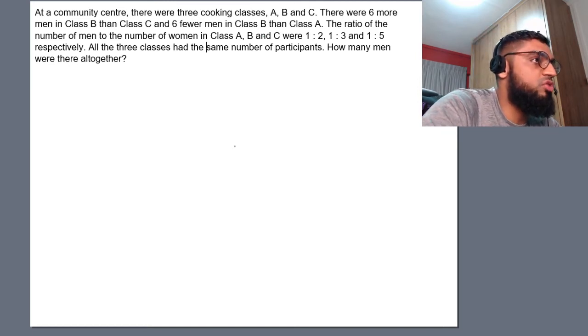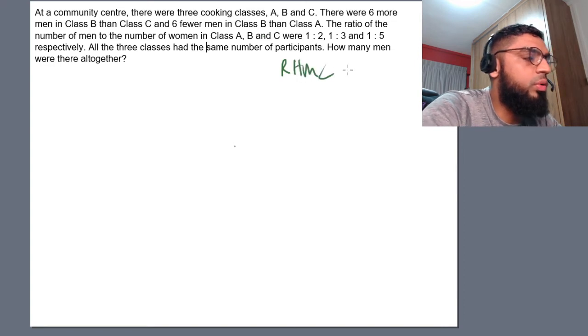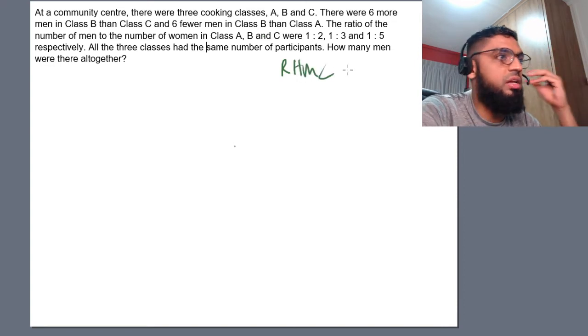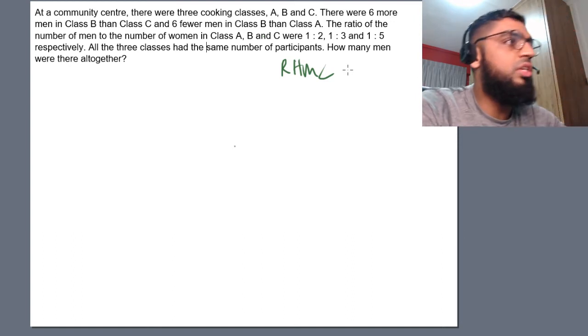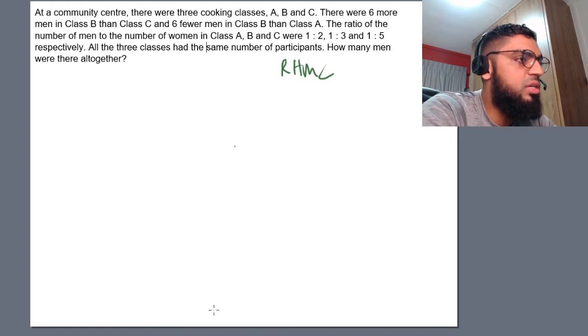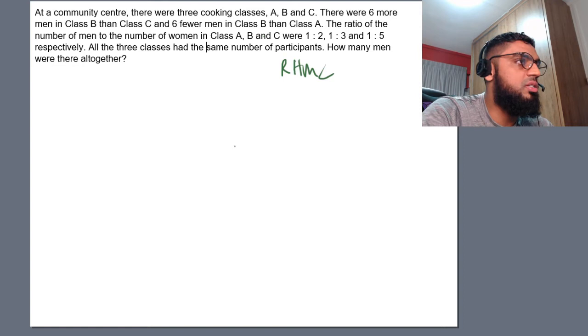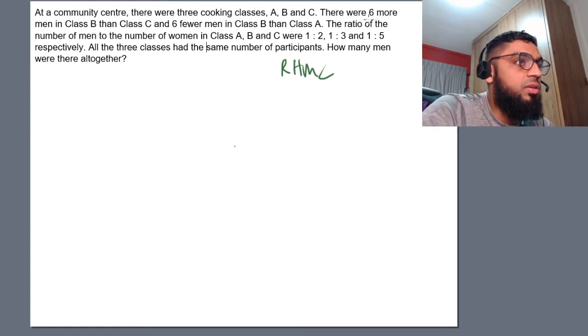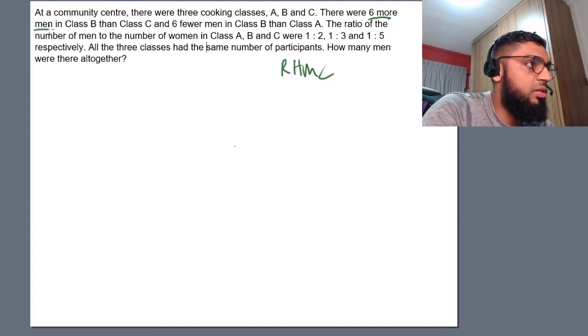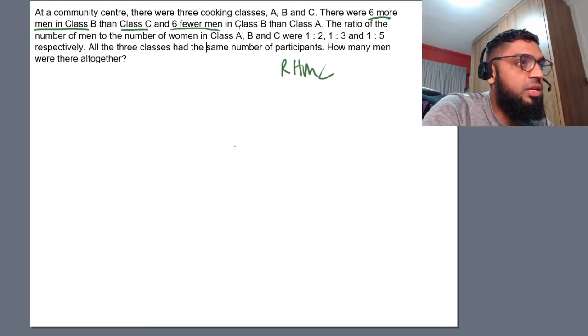Okay, so let's read the question once more. RHMC. We read the question once more, highlight important words, underline important words, choose the right method, and check. At the community center, there were 3 cooking classes, A, B, and C. There were 6 more men in class B than class C, and 6 fewer men in class B than class A. Right, 6 more men in B than in C, and 6 fewer men in B than in class A.